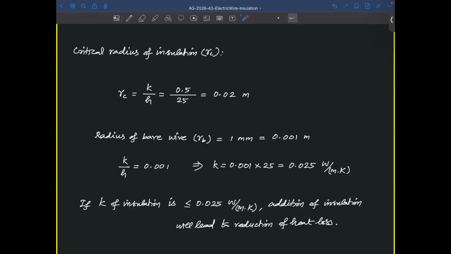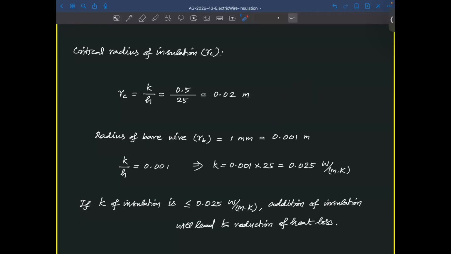Now, what is the heat generation here? It is simply I square R. Because of the resistance of the wire, we have I square R heat generation. So this heat has to be dissipated at a faster rate. That's why normally we choose electrical insulation to have this RC higher than RB.